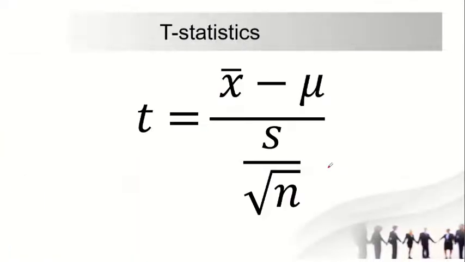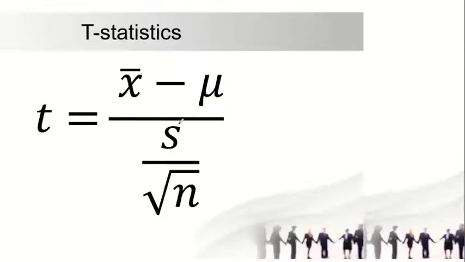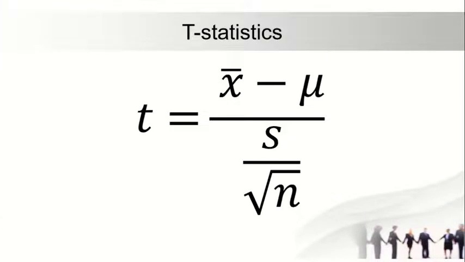Alright? This is the t-statistic. This is the formula, where x stands for the raw score, x-bar stands for the sample mean, s stands for the sample standard deviation, and n stands for the sample size.